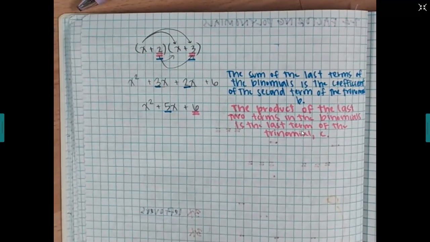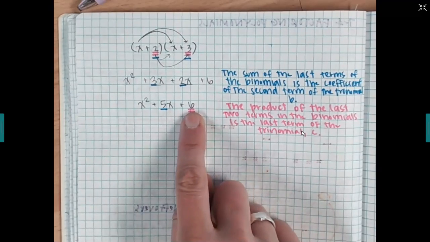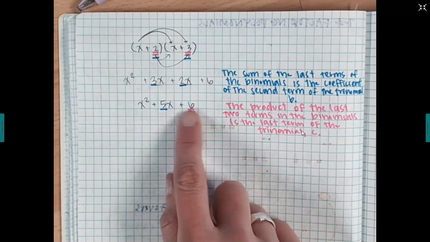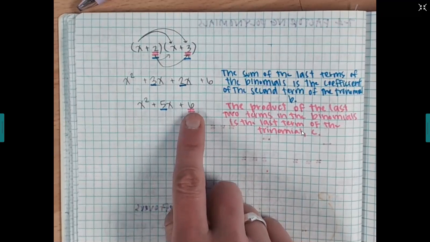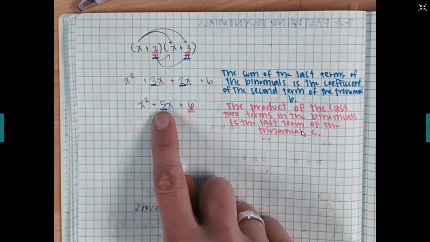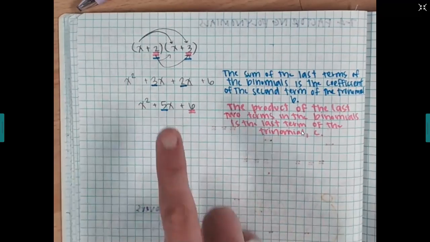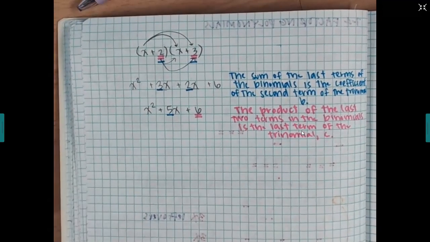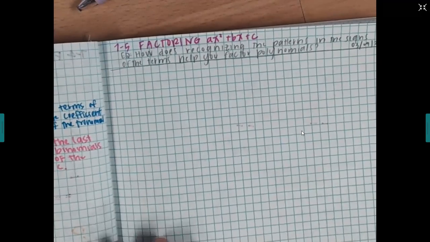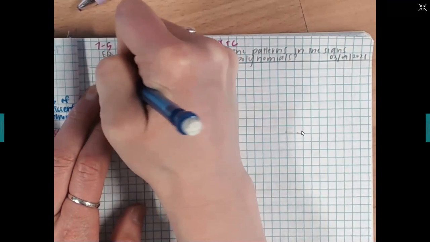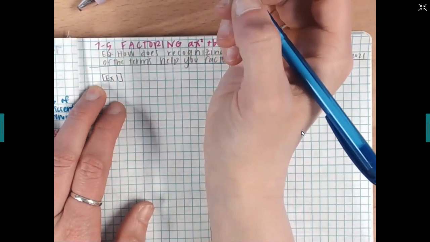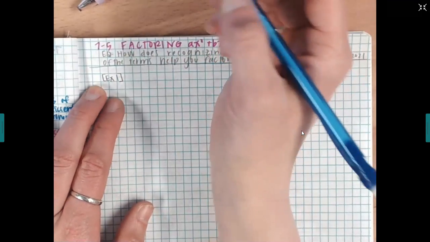So if we want to go backwards, what we're looking for is what multiplies to get 6, but those same two things that multiply to get 6 also need to add to get 5. Okay, so we're going to look at a pattern where we get the same thing multiplying together to get 6 and adding to get 5 at the same time. So if we do example 1, it is to factor x squared plus 5x plus 6.